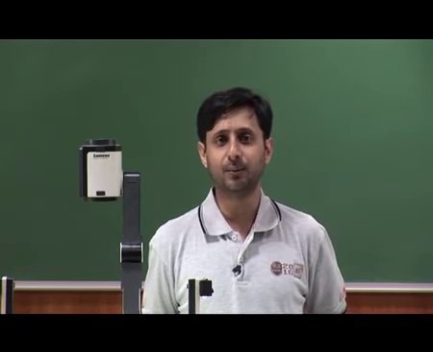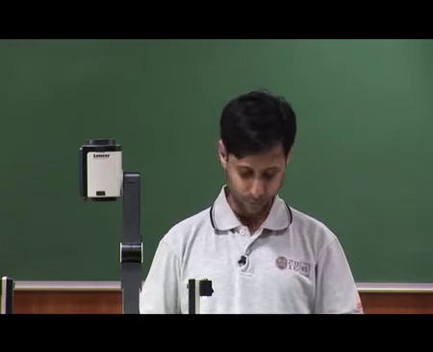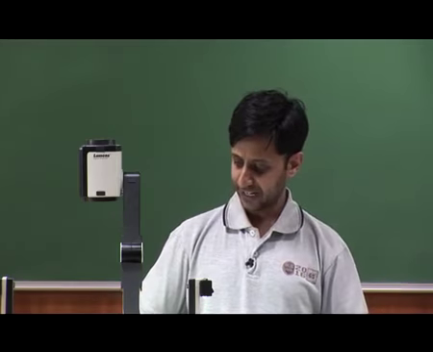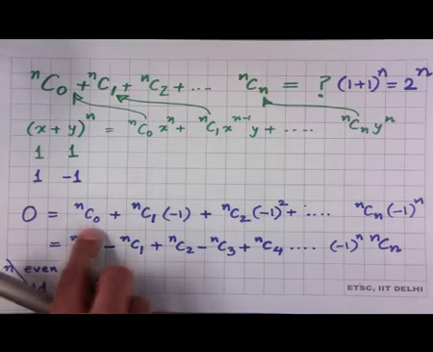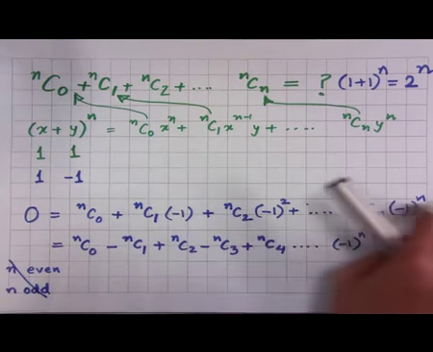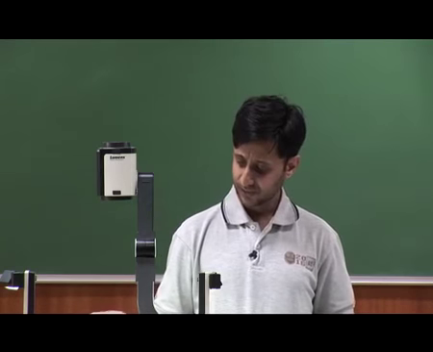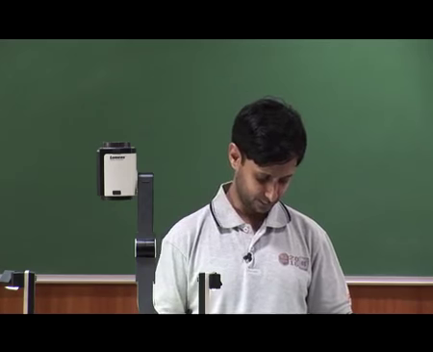What if you plug in x equal to 1 and y equal to minus 1? Your net result is 0. And you get n c 0 minus n c 1 plus n c 2, etc., etc., right. This is also a result, and then you put some of them on the left hand side, some others on the right hand side. So, the sum of the even terms is equal to the sum of the odd terms, n c 1, n c 3, n c 5 and so on. Okay. So, this was another result that we saw.